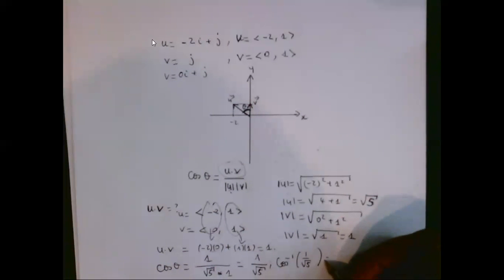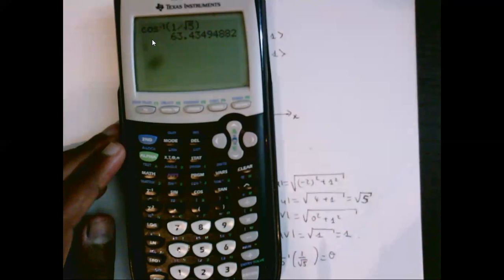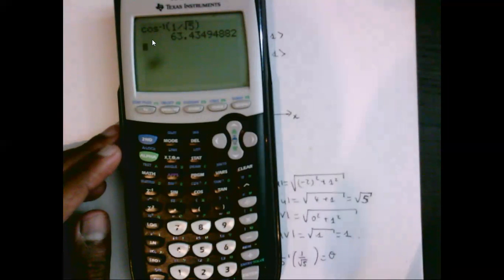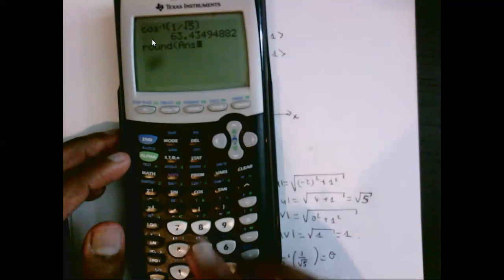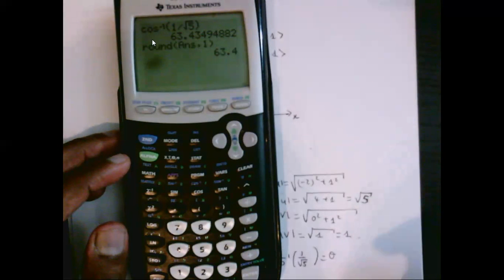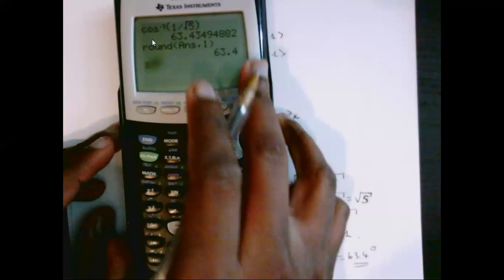So I put in my calculator cosine inverse of 1 divided by the square root of 5, and I close, and I get 63.43. Now I think they want me to round to the nearest tenth. So I round my answer to the nearest tenth, and I get 63.4, and that is my answer, 63.4 degrees. So yes, that's how we solve this one.